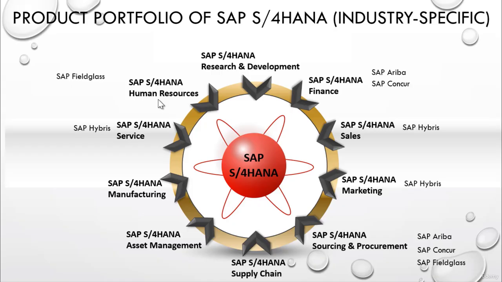SAP Fieldglass. It is another cloud-based vendor management system to manage services, procurement, and external workforce management programs, and it is integrated with SAP S4HANA Sourcing and Procurement and Human Resources. Finally, SAP SuccessFactors. It is cloud-based software for human capital management and is integrated with SAP S4HANA Human Resources.